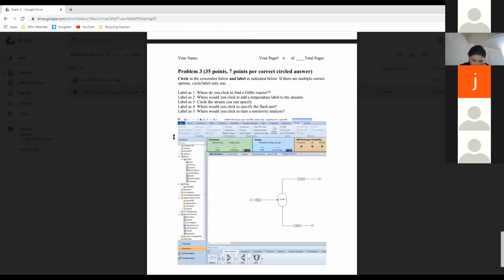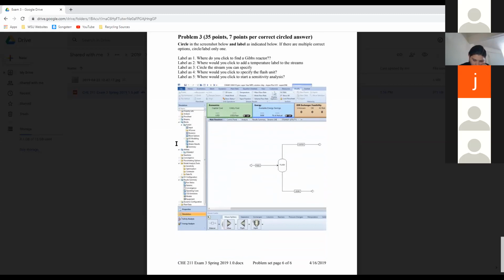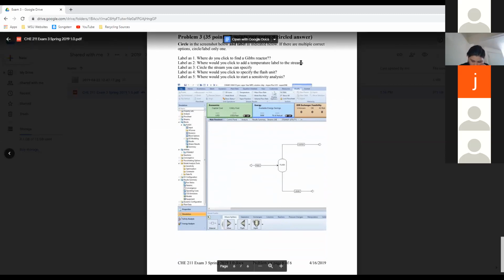All right, same thing. Problem 3. Label as 1, where do you find the Gibbs reactor? Well, we actually just learned that today. We're using reactors, so we just go under the reactor tab under the model palette, and we find it under there. Where would you click to add a temperature label to the streams?